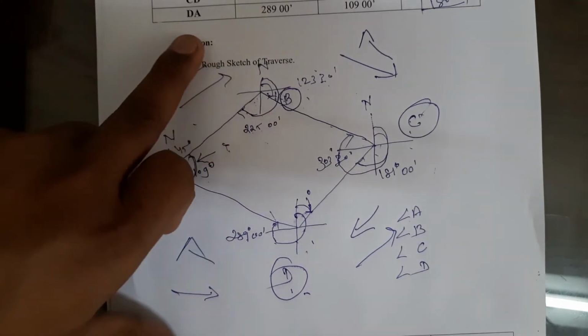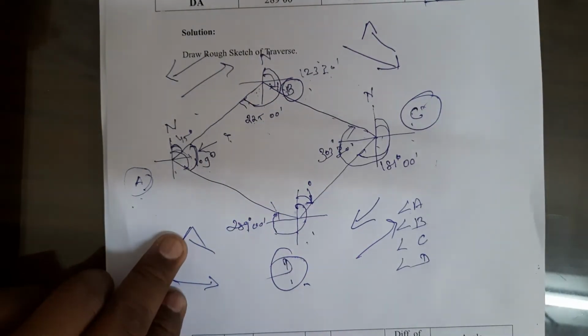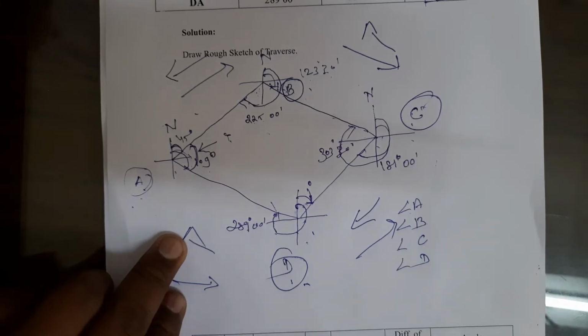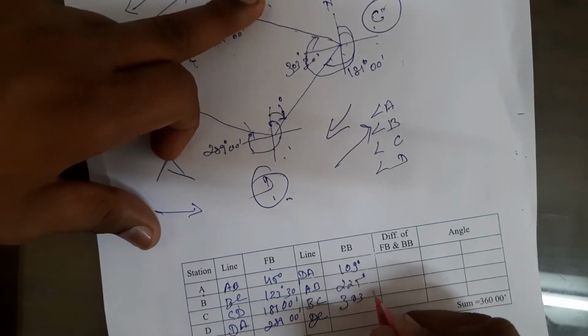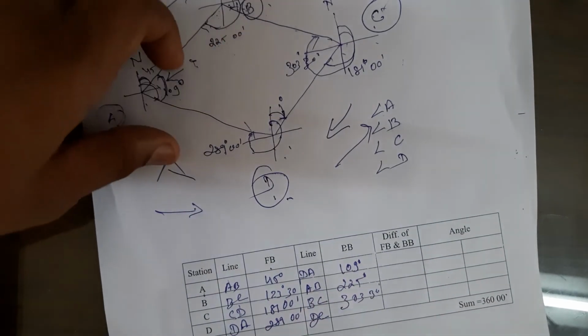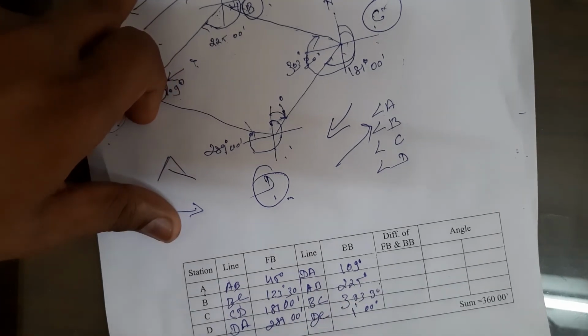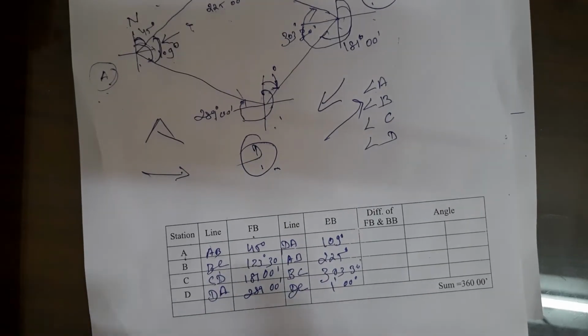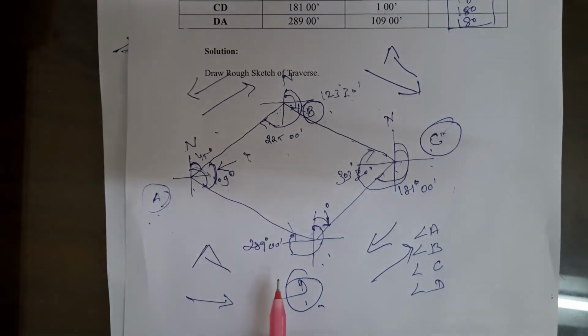So the first value is 109 degree, that is line DA. Now the next one is 225 for station B. For station C it is 303 degree 30 minute. And for station D, DC is equal to 1 degree 00 minute. So this is your forward bearing and back bearing for each station using that figure.